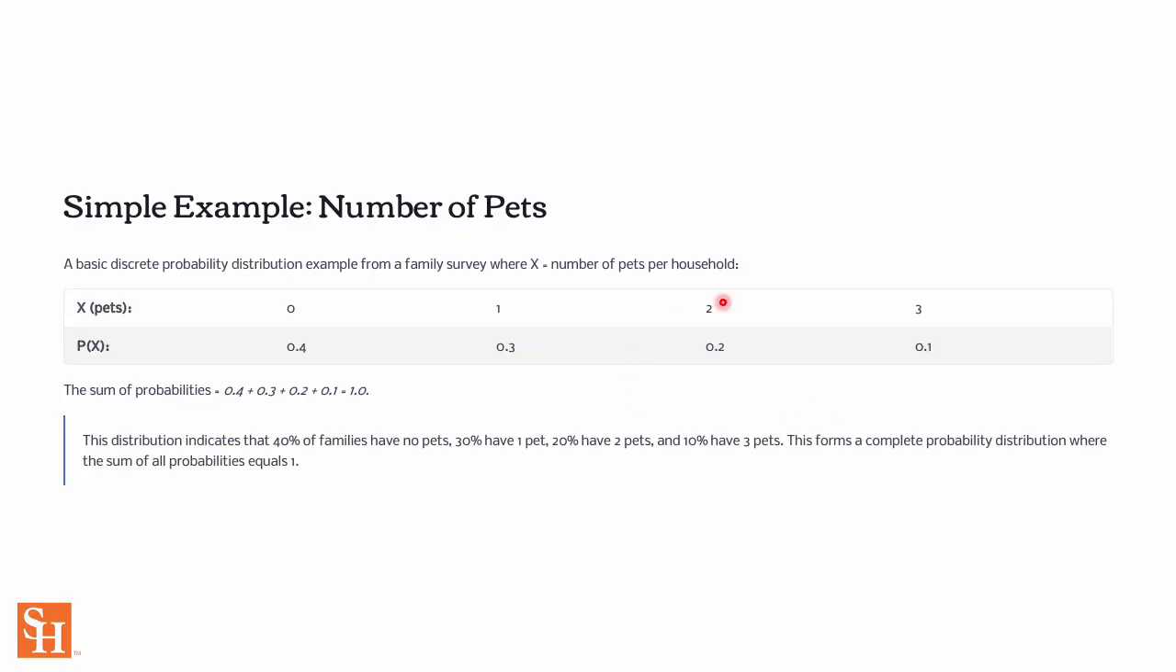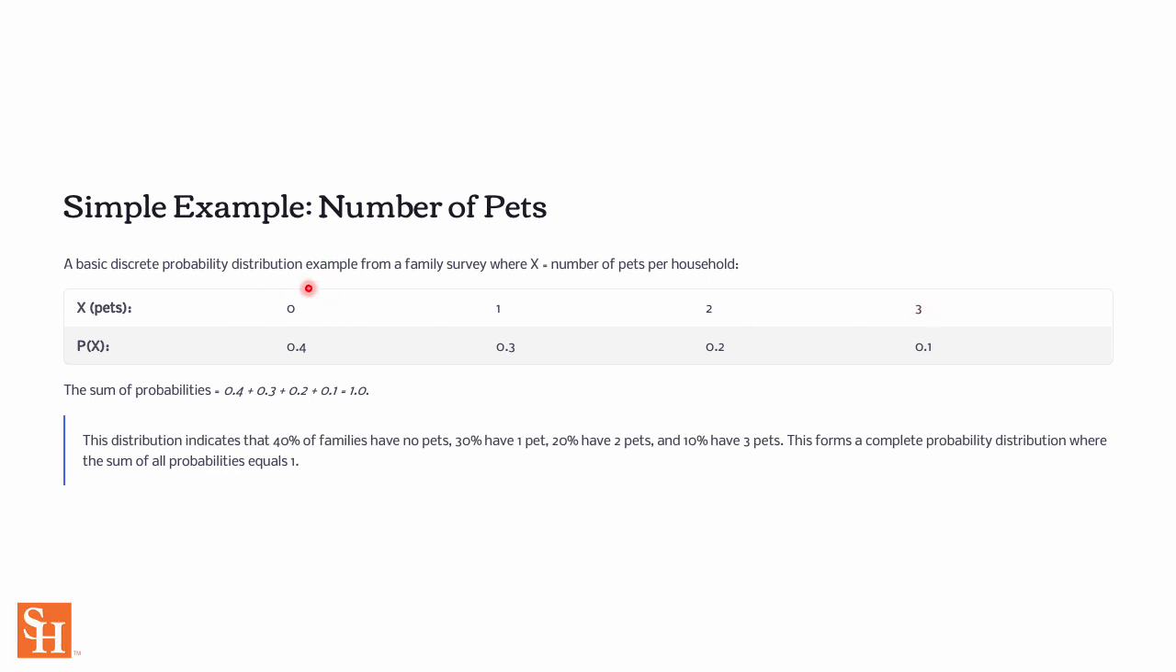Now let's look into another problem. So here we have the number of pets information for families, and the family for this problem can have from 0 to 3 pets.